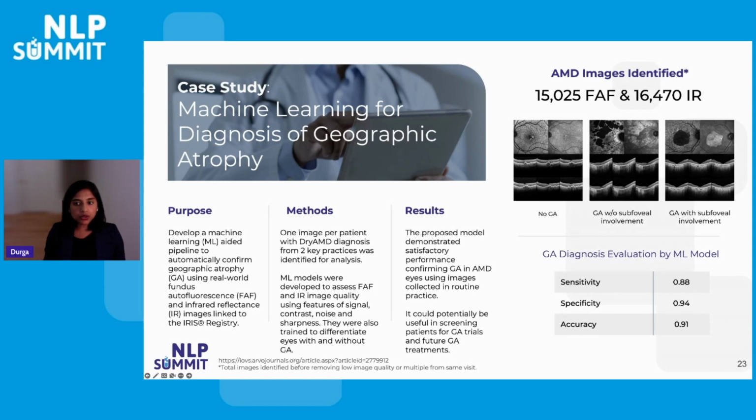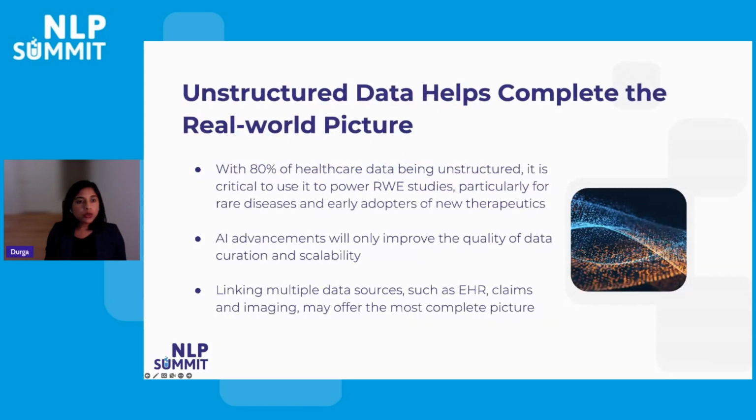The model used over 15,000 images for its training and test sets, performed well with well over 90% accuracy, and you can imagine that a model like this could have significant potential for screening patients for GA trials and also for future GA treatments.